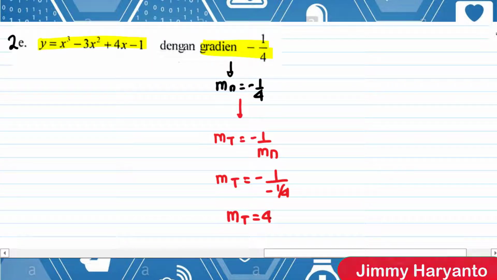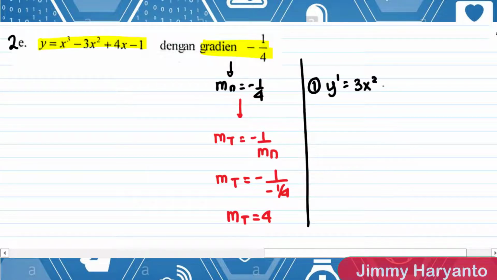Okay, after you get the gradient of the tangent, as usual, you have to find the coordinates of the point first. That means you have to reverse the steps. So first, y equals x cubed. dy/dx will become 3x squared.